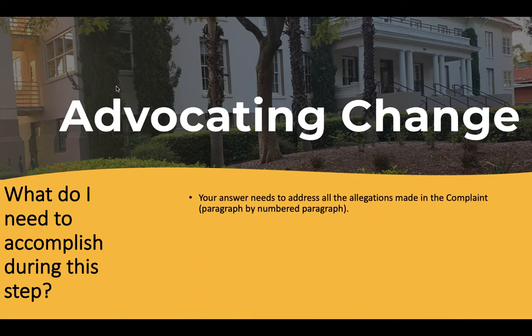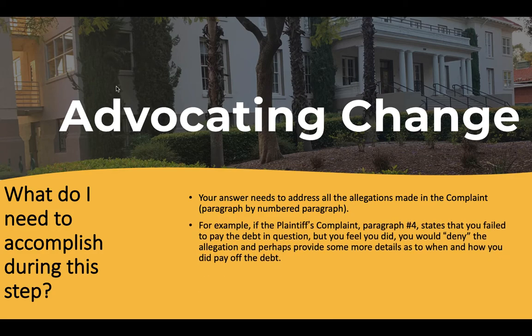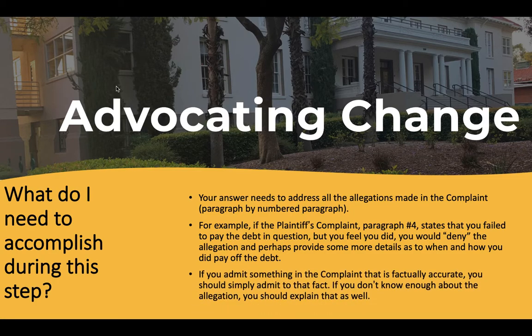Your answer needs to address all the allegations made in the complaint, paragraph by numbered paragraph. For example, if the plaintiff's complaint, paragraph number 4, states that you failed to pay the debt in question, but you feel that you did, you would deny the allegation and perhaps provide some more detail as to when and how you did pay off that debt. If you admit to something in the complaint that is factually accurate, you should simply admit that fact. If you don't know enough about the allegation, you should explain that as well.